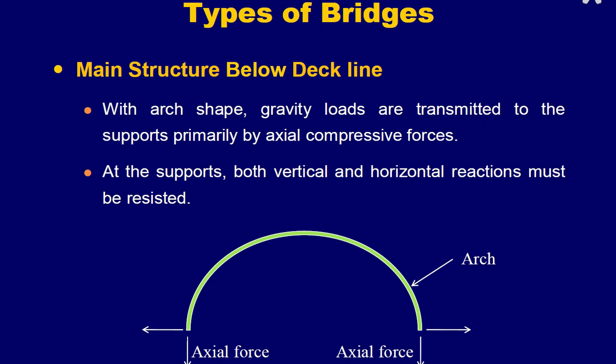Now, discussing the mechanics of main structure below deck line. With arch shape, gravity loads are transmitted to the supports primarily by axial compressive force. At the supports, both vertical and horizontal reactions must be resisted. So this is what you have learned in structural analysis, right? The analysis of arches. So there is a horizontal thrust and there is an axial force. So arch must be designed for that, and both horizontal and vertical reactions must be resisted at the support. So in this case the support must be stiff and strong enough horizontally as well as vertically.